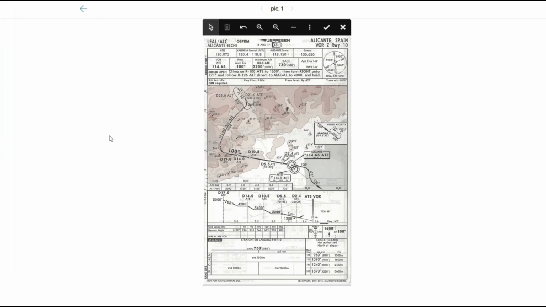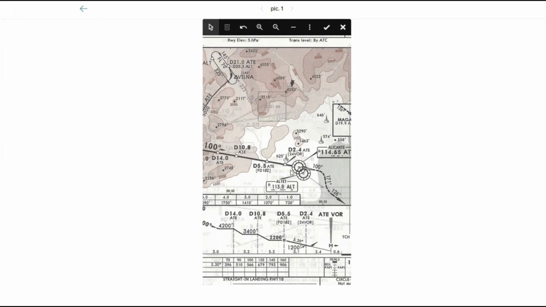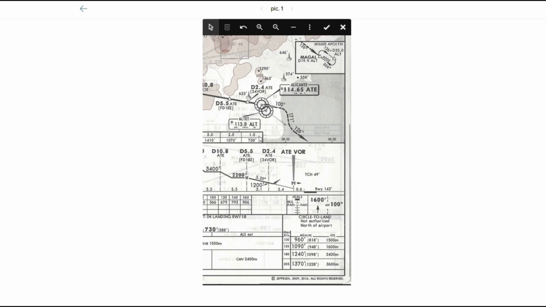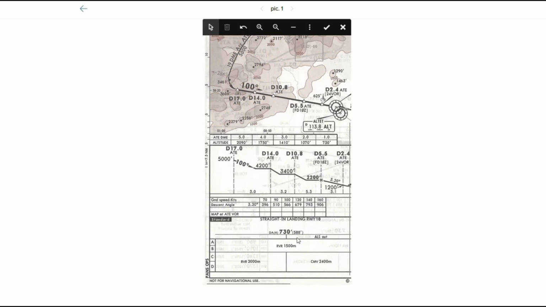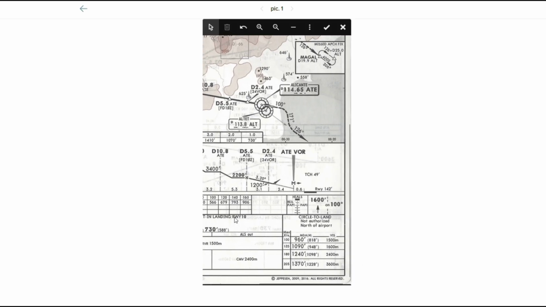Okay, let's open the charts. Alright, so in Jeppesen instrument approach charts, if you want to check the circling minima and requirements, we are going to the minima table at the bottom, and here on the right side we have all information regarding that circling approach. In case of this VOR Z approach in Alicante, circle to land is not authorized north of the runway. So reaching minimum descent altitude with visual references, we would break to the right and continue circle to land runway 28.